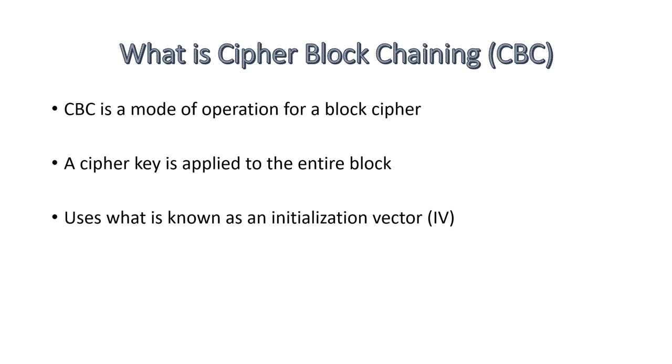Cipher block chaining, also known as CBC, is a mode of operation for a block cipher. It uses a sequence of bits which are encrypted as a single unit or block with a cipher key. CBC uses what is known as an initialization vector coupled with XOR calculations to encrypt these blocks. Let me first demonstrate how the initialization vector works with the XOR calculations.